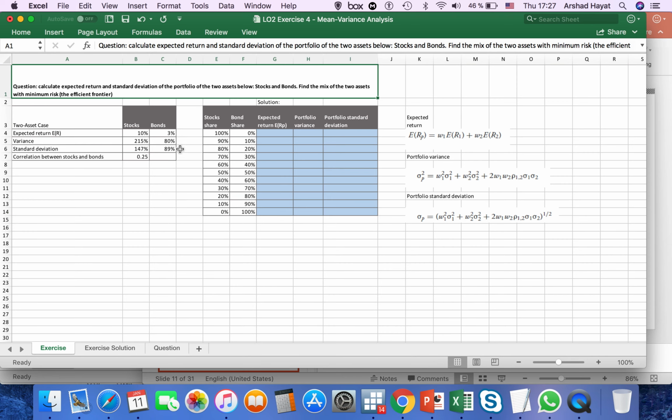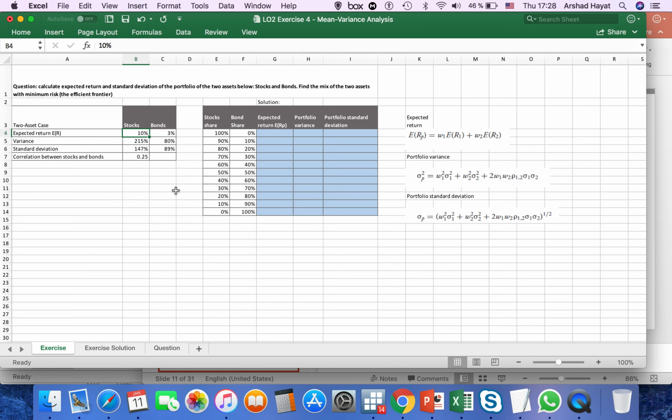The question is: the expected return and standard deviation of a portfolio of two assets are given below, stocks and bonds. Find the mix of the two assets with minimum risk, with the efficient frontier. So these are the two assets, stocks and bonds.